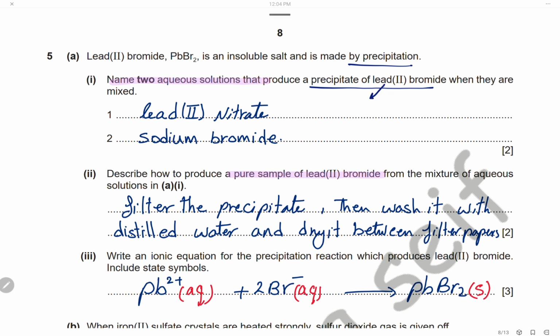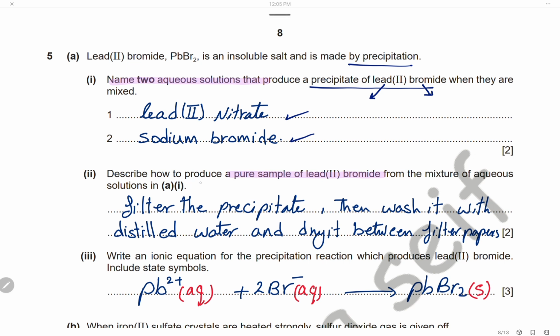The first one contains a soluble salt of lead, and the second one contains a soluble bromide salt. So we will choose lead nitrate because all nitrates are soluble. This is the soluble salt which contains lead, and the second salt contains bromide. We will choose sodium bromide because we know all group 1 salts are soluble. So these are the two solutions that will be mixed together to form the insoluble salt lead bromide.